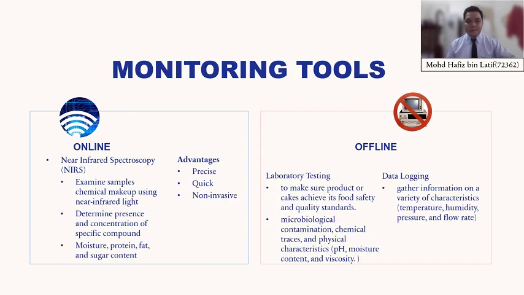online monitoring system. For monitoring tools, our company, Company Z, has chosen its own tools. For online monitoring, we have chosen to use near infrared spectroscopy, or NIRS. This tool is used to examine the chemical makeup of samples by using near infrared light.